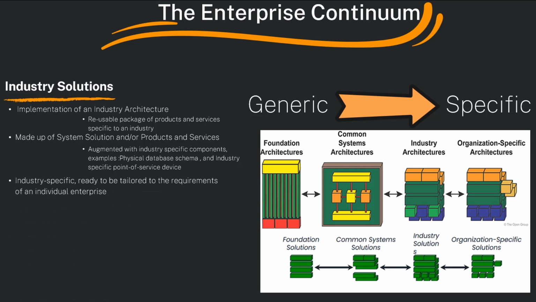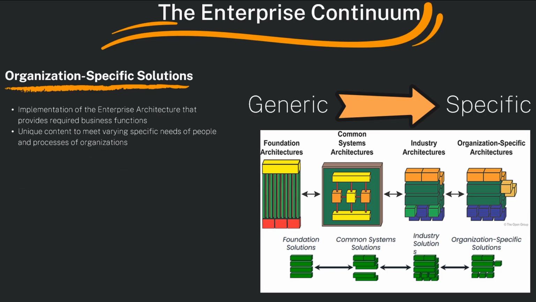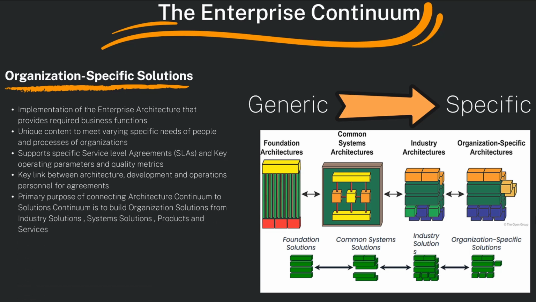industry-specific, ready to be tailored to the requirements of an individual enterprise. Organization-specific solutions: implementation of the enterprise architecture that provides required business function, containing what is needed to meet specific needs of the people and processes of the organization, supporting specific service level agreements, key operating parameters, and quality metrics. Key link between architecture development and operation personnel for agreements. The primary purpose of connecting the architecture continuum to the solution continuum is to build organization solutions from industry solutions, system solutions, products, and services.